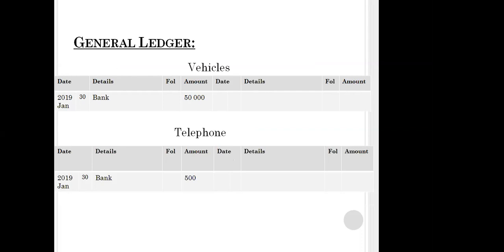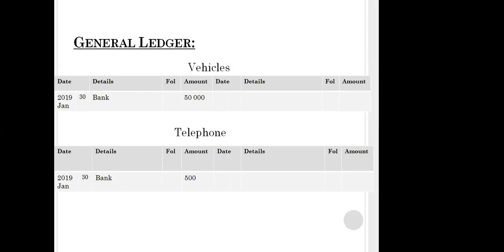How are you going to enter it? First, your date, exactly that way: the year, the month, and the day on which the transaction happened, the 30th of January. With details, you're going to write the word bank. Why? Because remember, if you purchase a vehicle, you need to pay for that vehicle. So your bank account of the business is going to be involved. So the two friends that are going to be working together here are vehicles and bank.